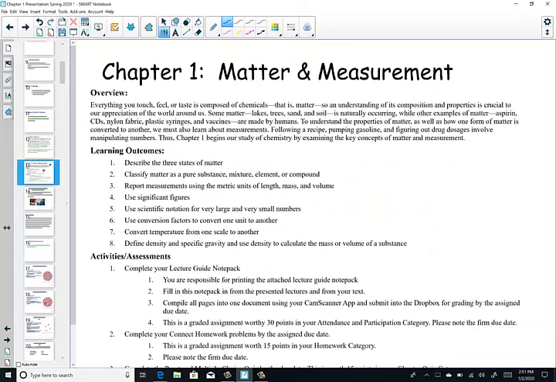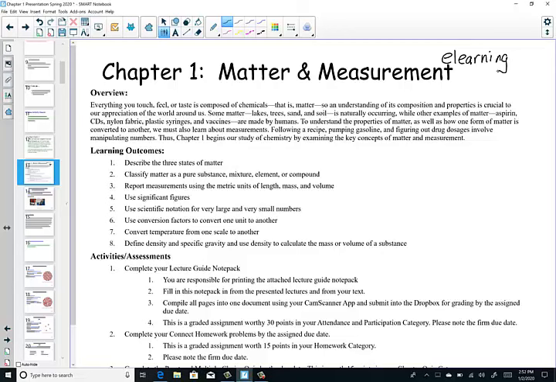It's called Matter and Measurement, and it truly is a topic that all general chemistry classes start with. And here's our overview, and I've taken this exactly from our e-learning module, so that's why the print seems so small. I just copy and pasted it from the overview section in Chapter 1.